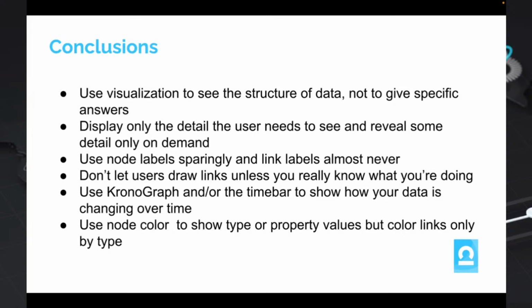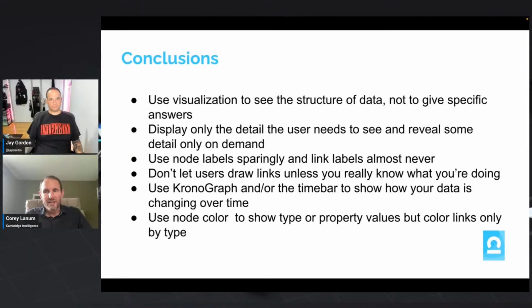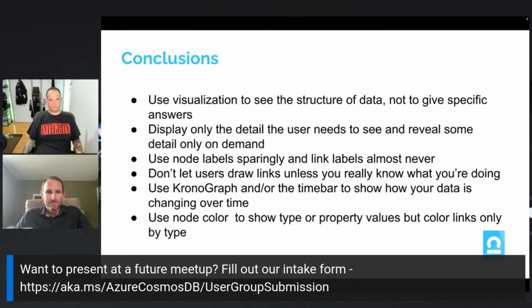Red links meant they were donations to Republican candidates. Blue links meant Democratic candidates, and gray links were everybody else. I didn't even put a legend because that's intuitively obvious.